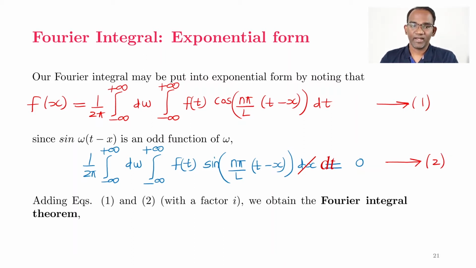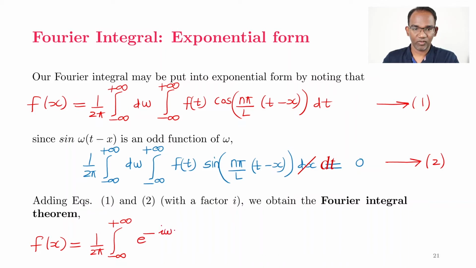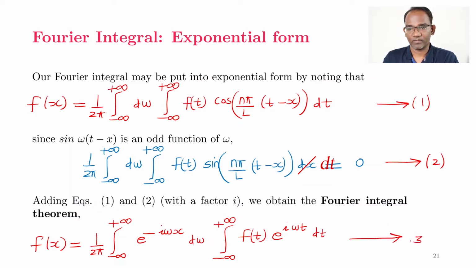In the next step, we add equations 1 and 2 with a factor i, and then we obtain the Fourier integral theorem as f(x) equal to 1 over 2 pi integral minus infinity to plus infinity e raised to minus i omega x d omega integral minus infinity to plus infinity f(t) e raised to i omega t dt. So equations 1 and 2 can be considered as equations for Fourier integrals.